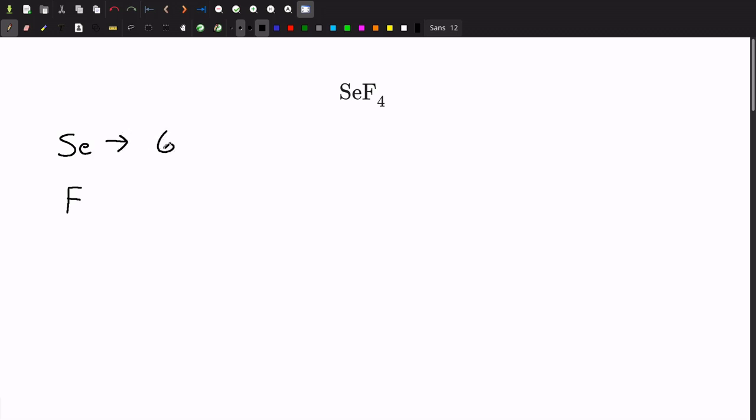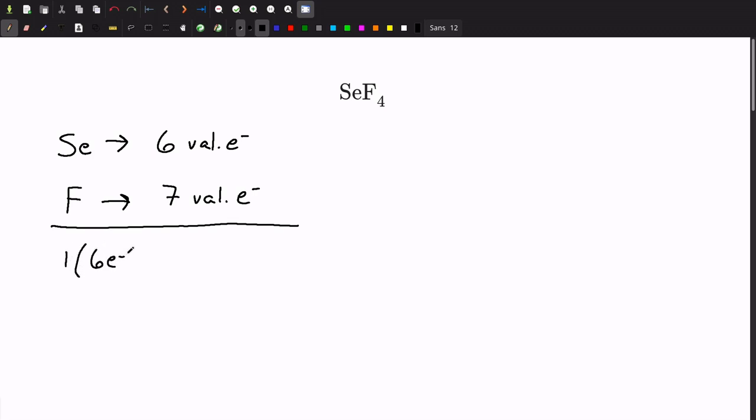Selenium is going to give me 6 valence electrons. Fluorine is going to give me 7 valence electrons. If we do our total, we are going to have 1 selenium giving us those 6 electrons plus 4 fluorines, each giving us 7 electrons. We have 28 plus 6, 34 valence electrons to work with.